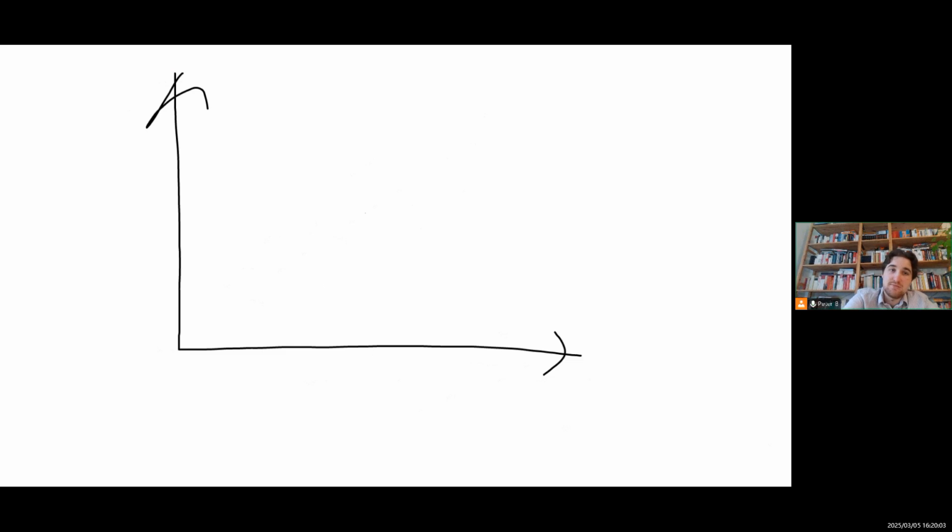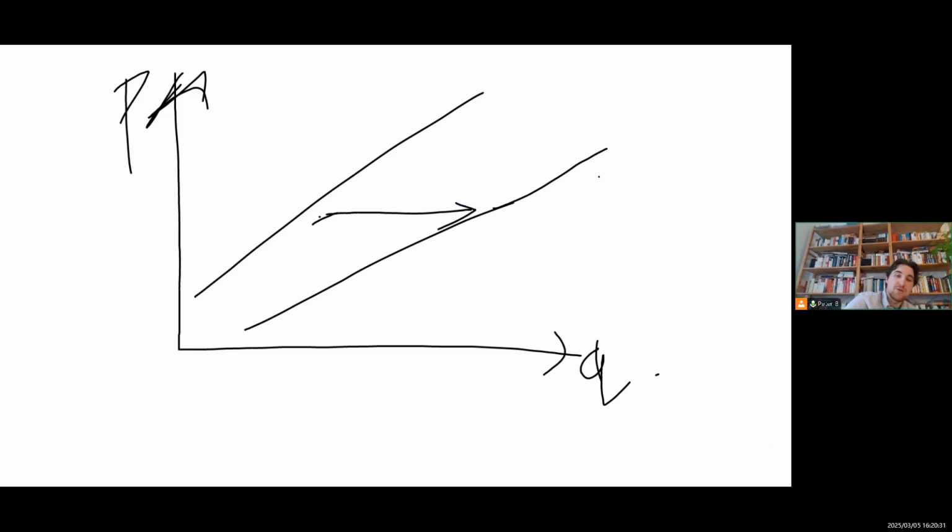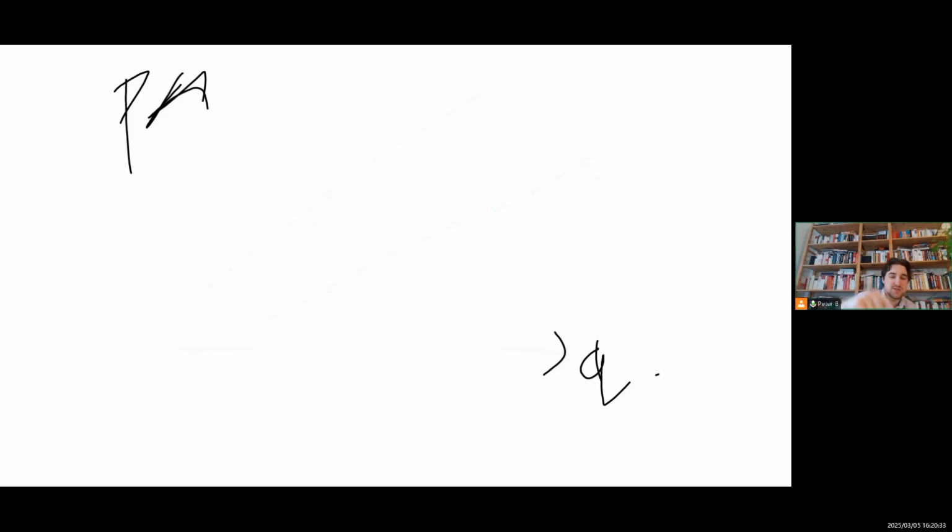But now let's say, well, what's actually going to shift it? So generally, this is going to be costs. If my costs go down, then I can afford to sell any given quantity at a lower price. I'm still going to be happy to do that. Or you could say, I'm going to be able to produce more and still make a profit at the same price. You could say the supply curve is shifting out.